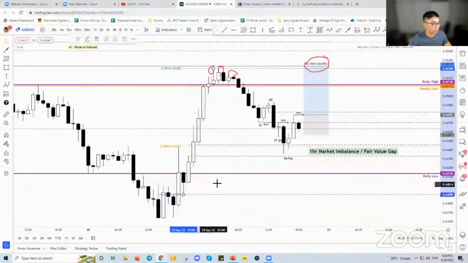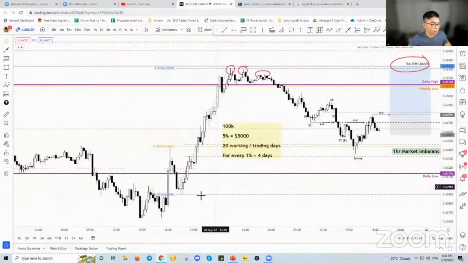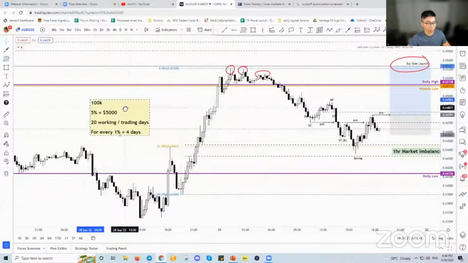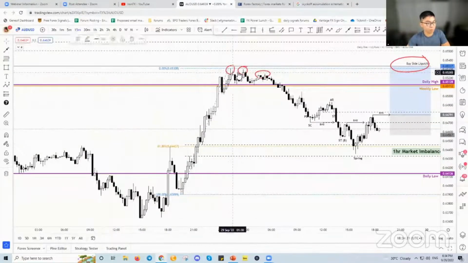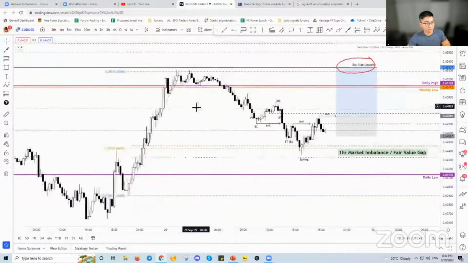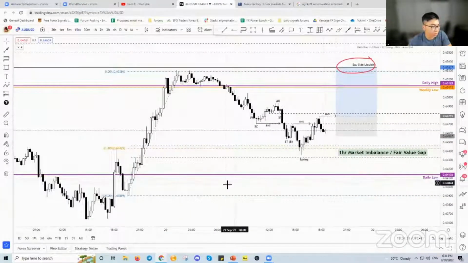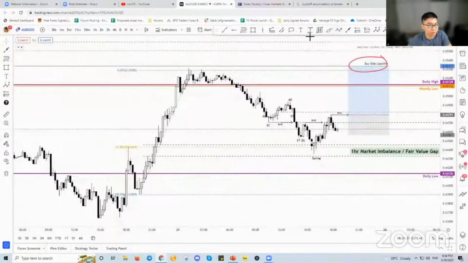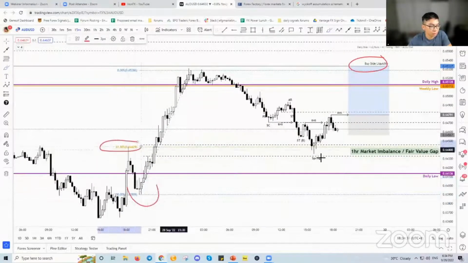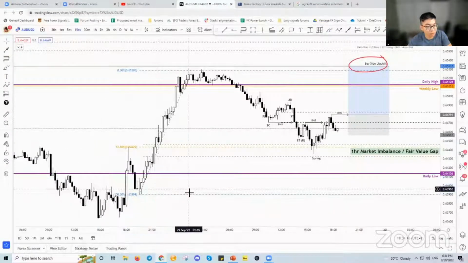Almost. Okay, just now I was saying draw it there. There are already 2 confluences. Because of this swing low, price went up. The 61.8% hits, including the market imbalance. I am now expecting price to continue moving upwards.